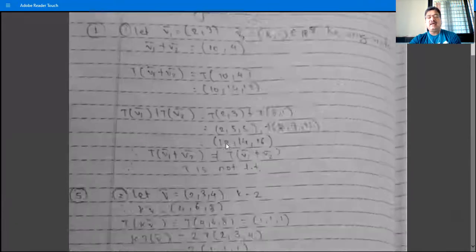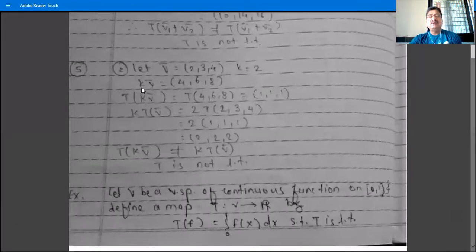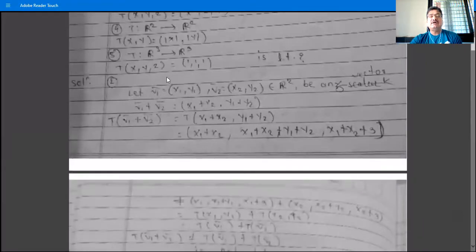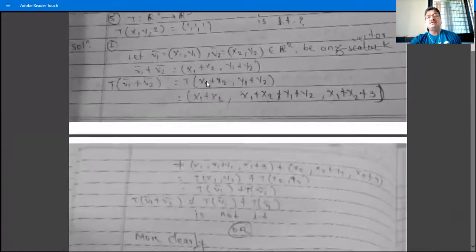And take K as the scalar 2. Then K V bar is (2 into 2, 2 into 3, 2 into 4), that is (4, 6, 8). And T of K V bar is T of (4, 6, 8), and T of (4, 6, 8) is (1, 1, 1). So this is the image: whatever xyz may be, T of (x, y, z) is (1, 1, 1). That is a constant function.